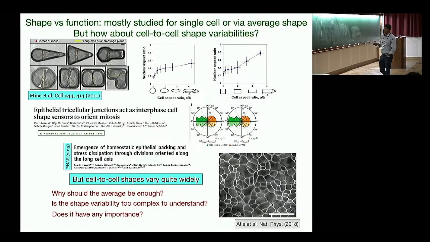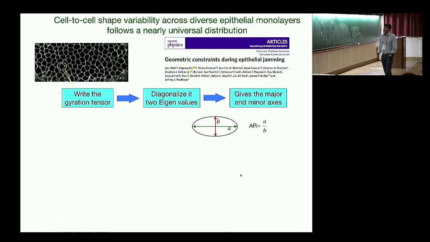But as you see in this snapshot, again in that non-asthmatic monolayer, the cell-to-cell shapes vary quite widely. So the question becomes, why should the average be enough, or is the shape variability too complex to understand? Does it have any importance, etc.? Now, in 2018, in a seminal work, the group of Jeff Fredberg showed a remarkable result.